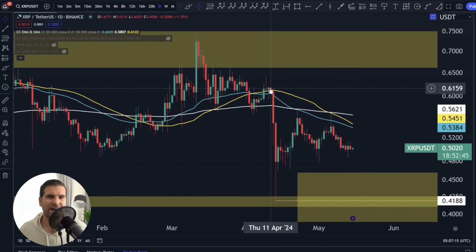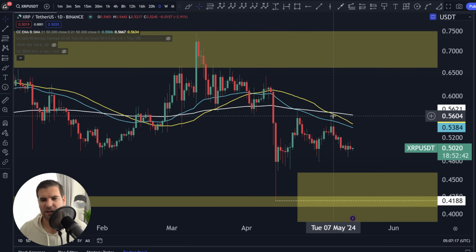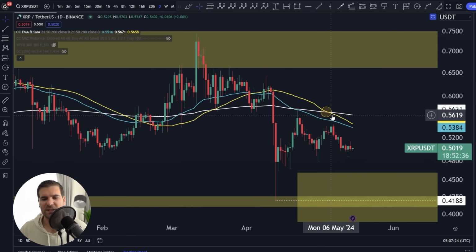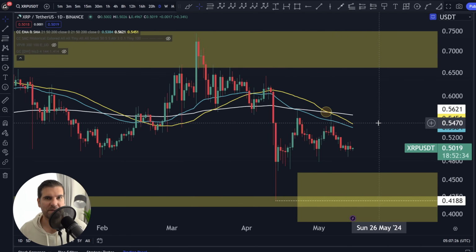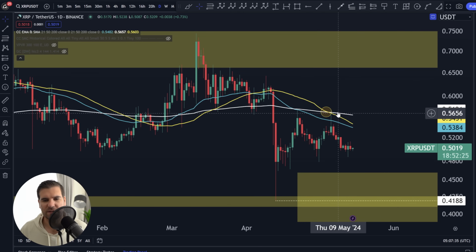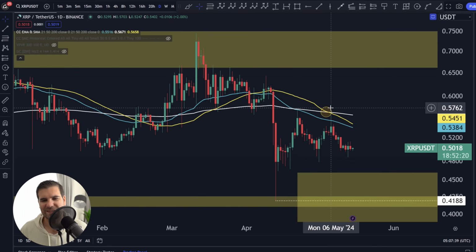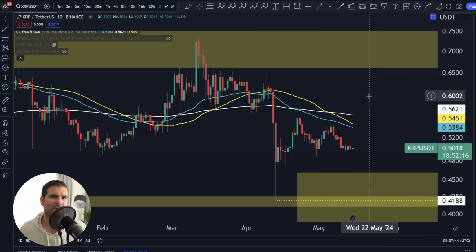We have the yellow line. That is the 50 simple moving average. It had a death cross here on the daily time frame, which happened on the 4th of May. We saw a test on the 6th of May of the 50 simple moving average crossing lower than the 200 exponential moving average. This test was on the 6th of May, rejected here as well. The blue line coming through is the 50 exponential moving average, and basically all I'm saying is that everything is looking rather negative on the daily time frame for XRP, but it's not all that it seems.